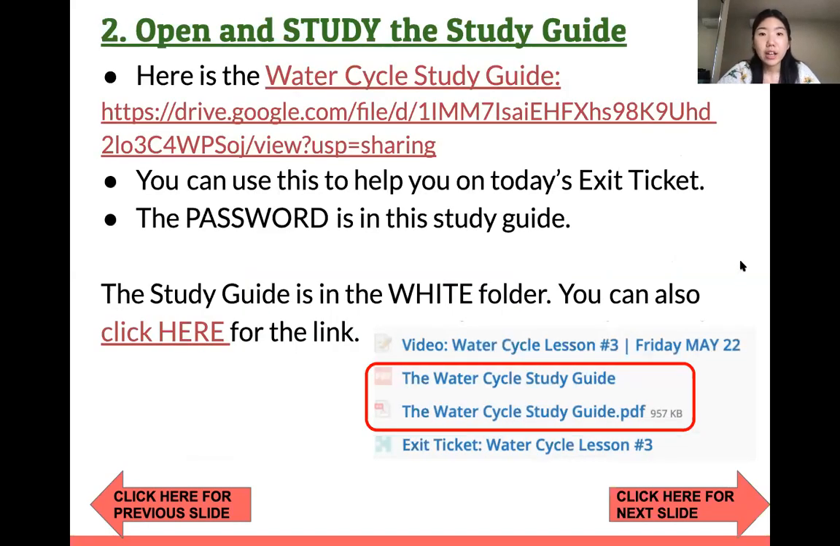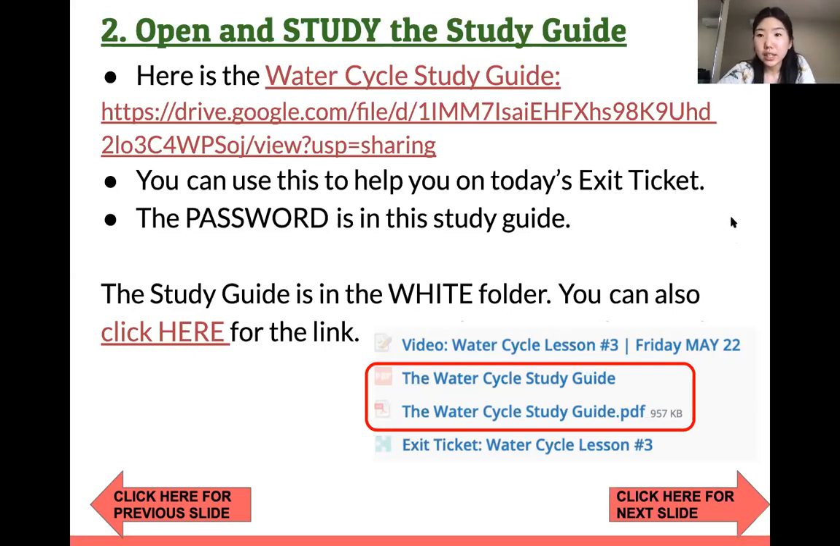All right, so now you're going to go ahead and open and study the study guide. And in the study guide, you have the password for today's exit ticket. So do not message me asking me what the password is. The password is in the study guide. So I want you all to click on the link and open up the study guide. If you can't find the study guide, it's in the white folder. So in the white folder, you will see the study guide, or you can just click the link.